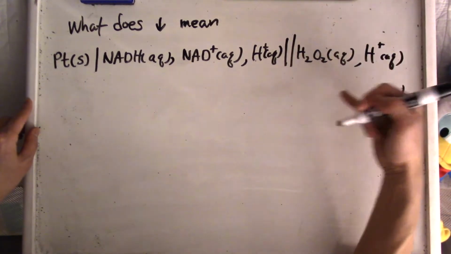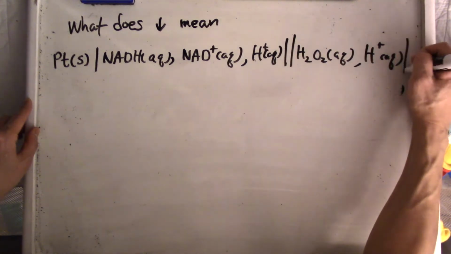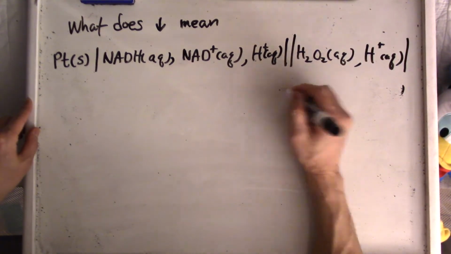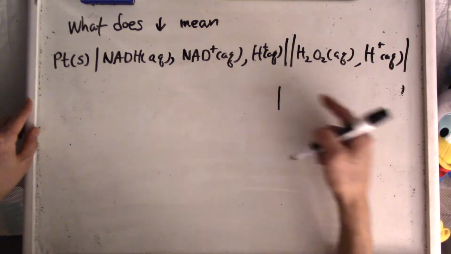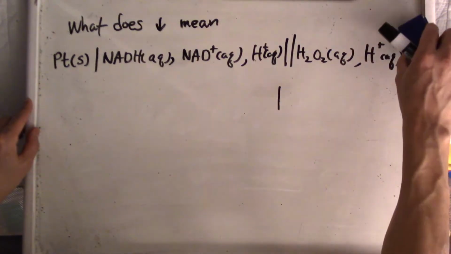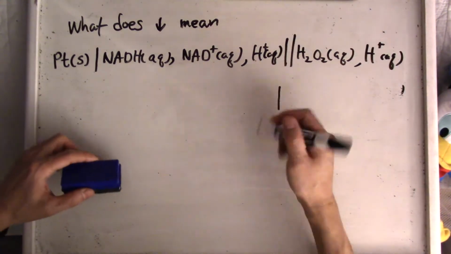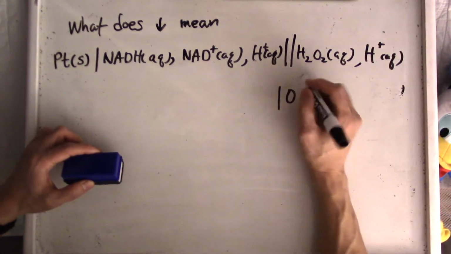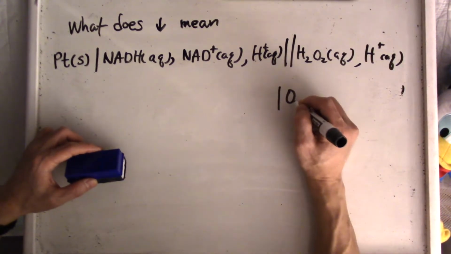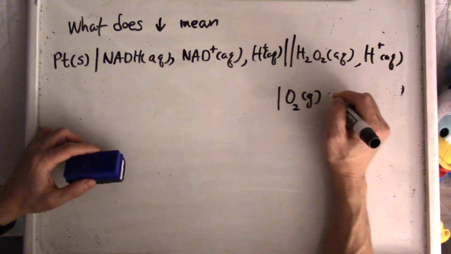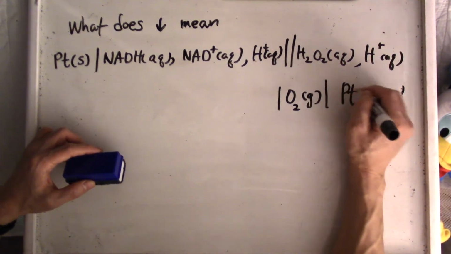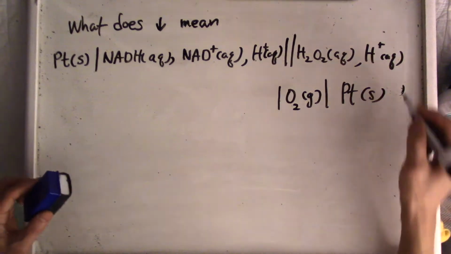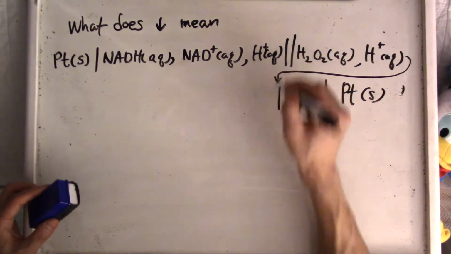I'm going to run out of space, so I'm going to continue down here. I'm just going to rewrite the bar here, bar. I'm going to erase this one. Bar, O2, you can just keep it, and then you can just make an arrow, O2 gas, and then platinum solid. Or you can just go like that and then go like that.